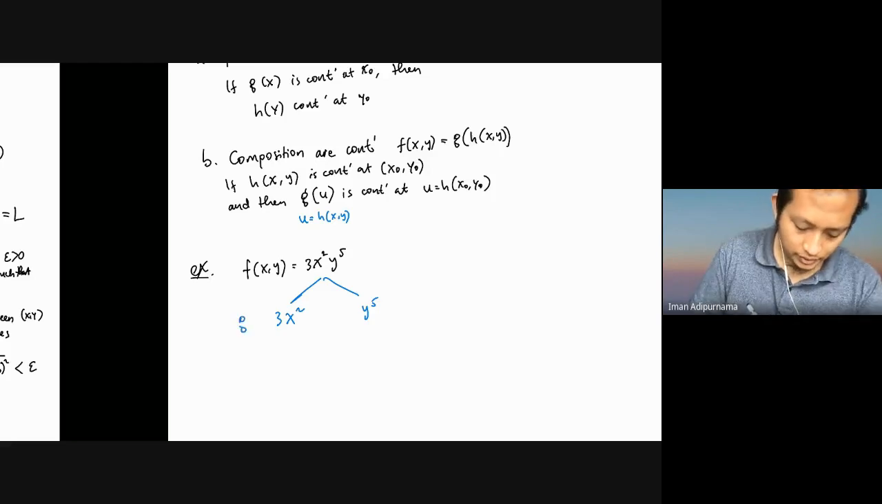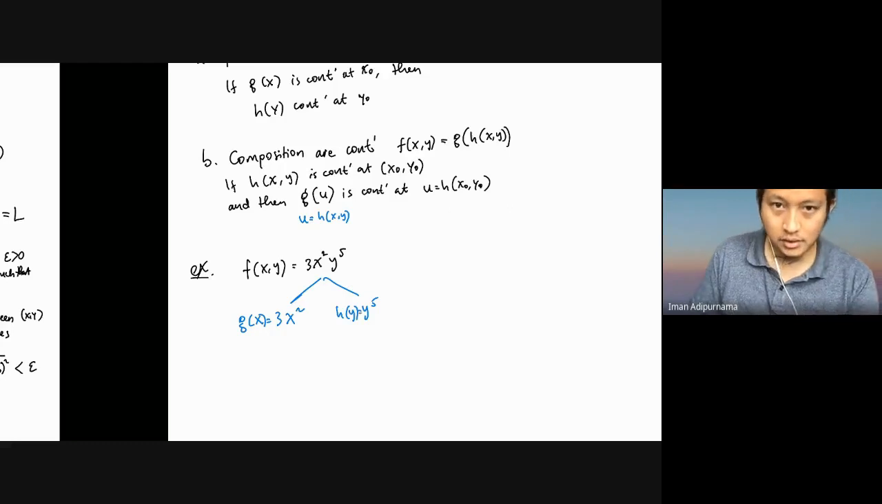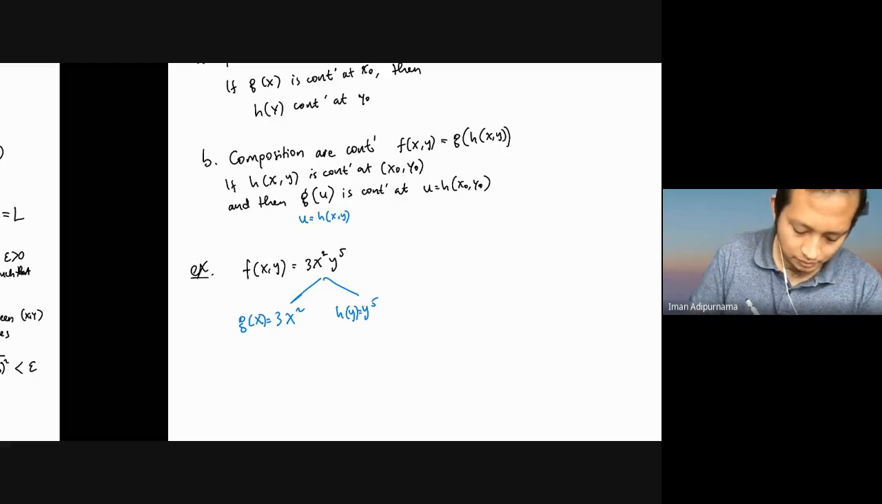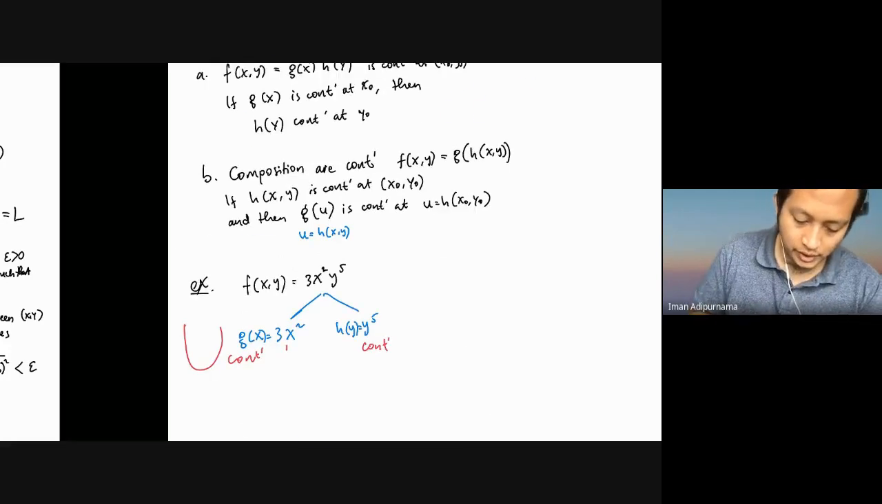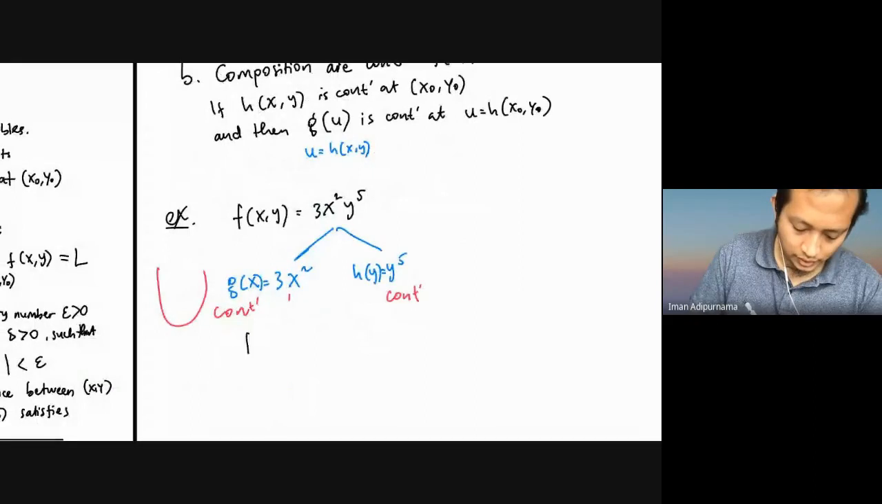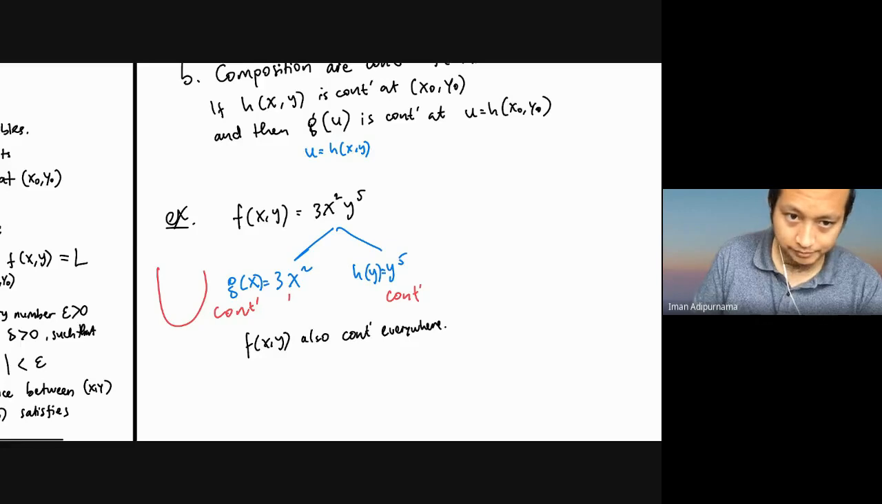If we think this is g and this is h, sorry. And we think that this is continuous everywhere, right? For x, this is also continuous everywhere, right? This is just a normal parabola that you can see and it's continuous, right? Then based on what we have learned here, we can conclude that this also is continuous everywhere. Okay.